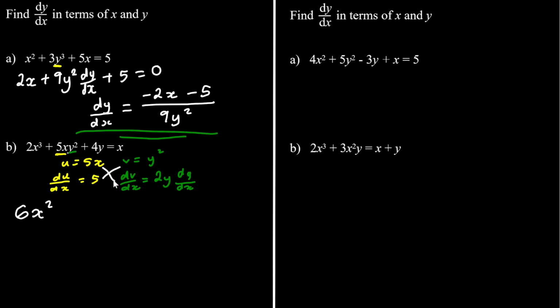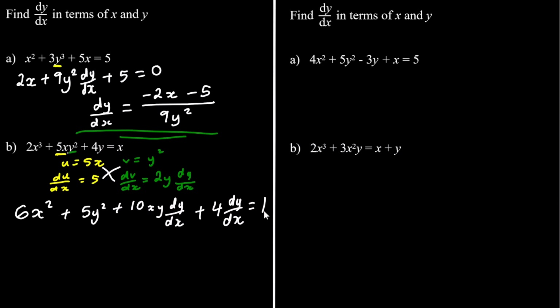So 5xy squared differentiates to give these two multiplied together, so 5y squared, plus these two multiplied together, 10xy dy dx. And we've got 4y, so differentiate it normally, which would just be 4, but then times by dy dx. So 4 dy dx, and that equals x differentiated, which is 1.